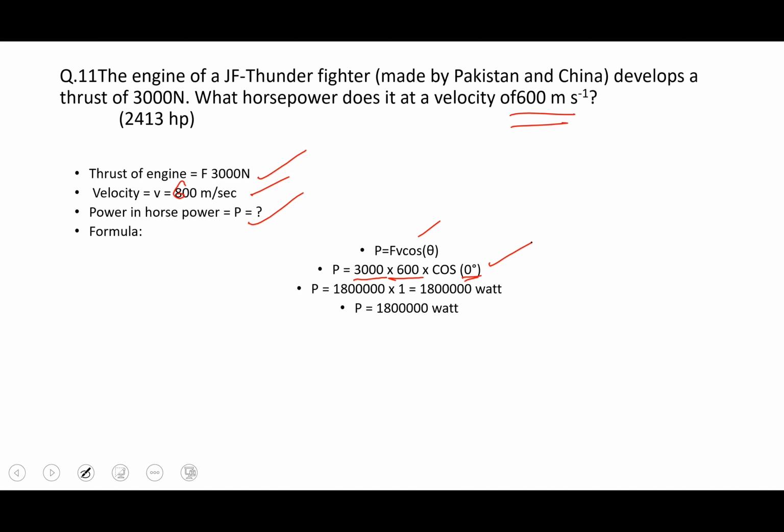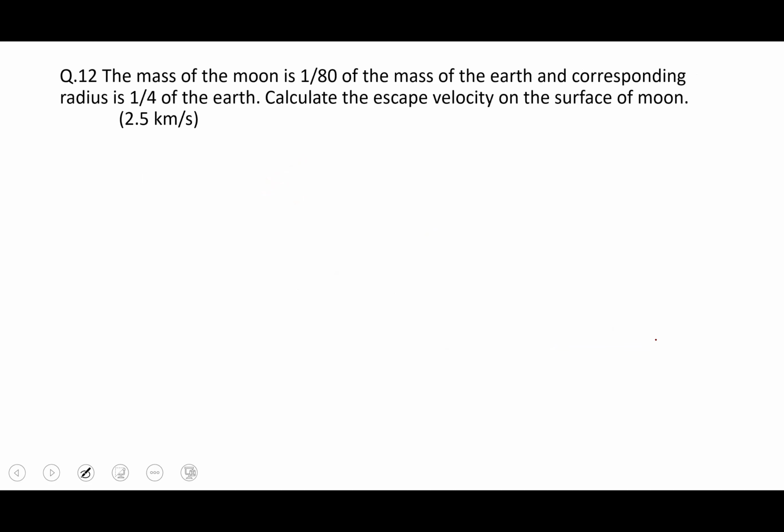1,800,000 watts. And this is how we get the answer. Moving on to the next question, we have to convert that into horsepower. So dividing that value by 746, because we know that 1 horsepower is equal to 746 watts, we get the value of 2,412.9 horsepower.